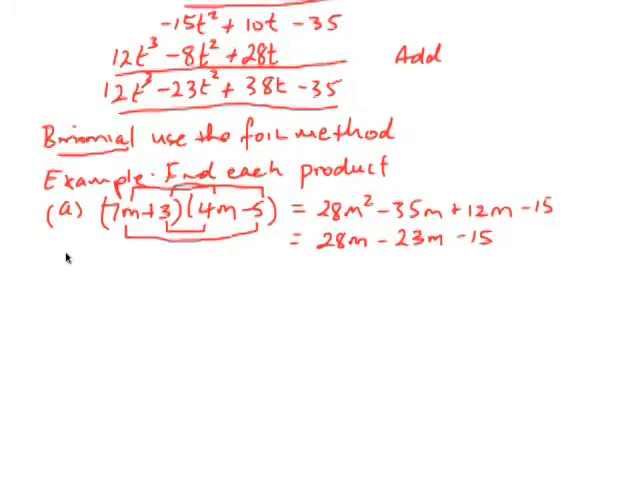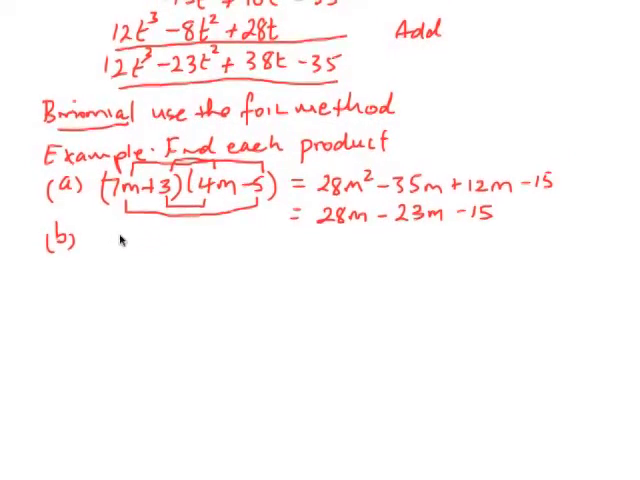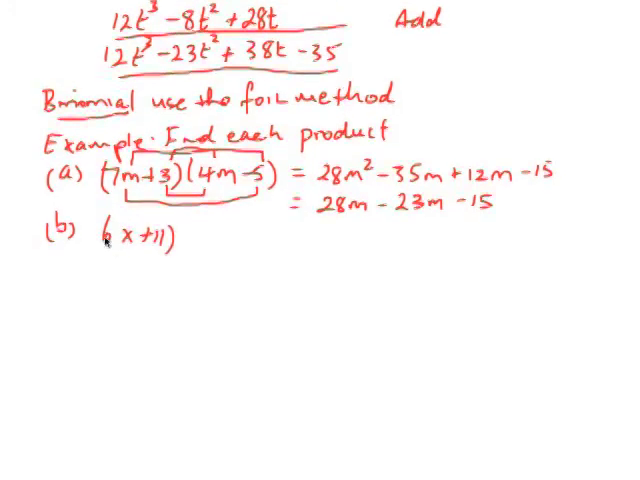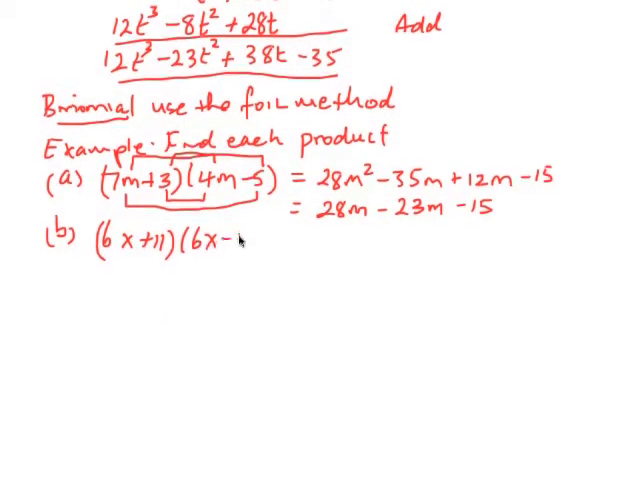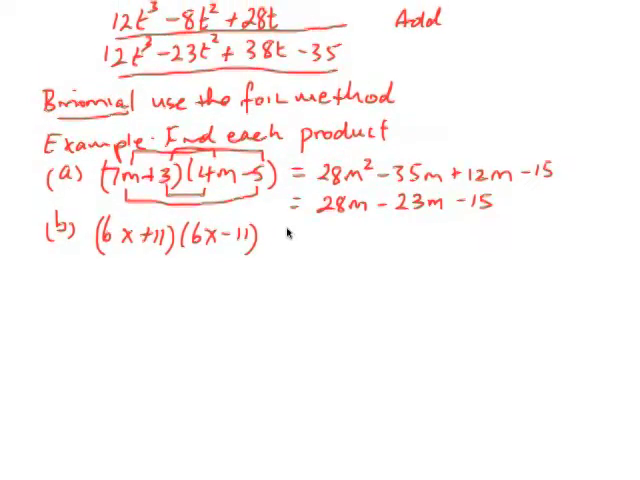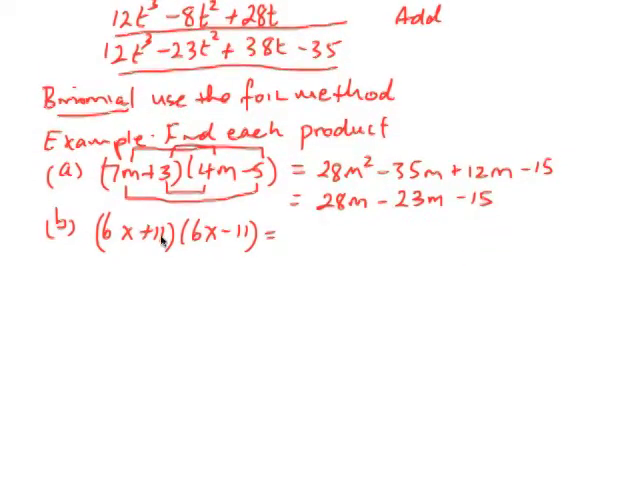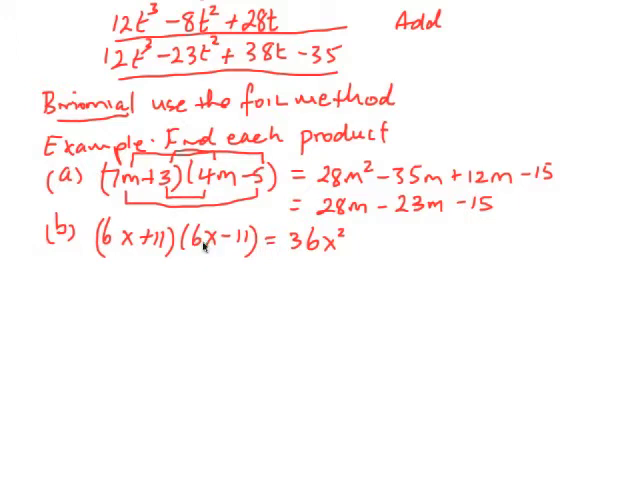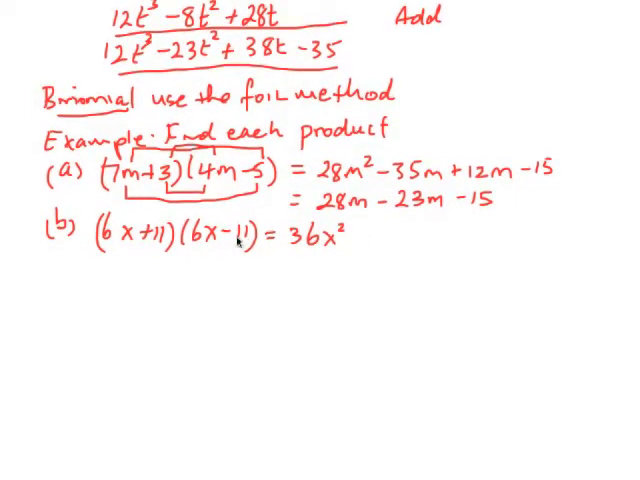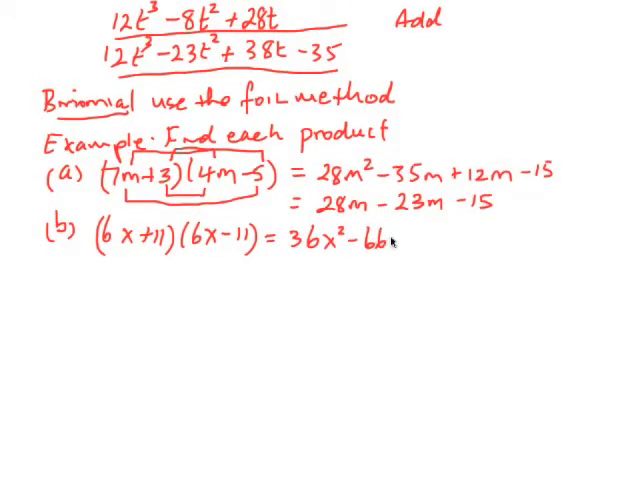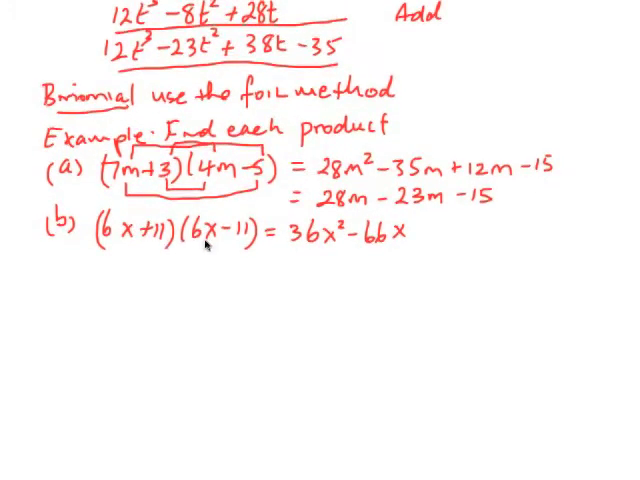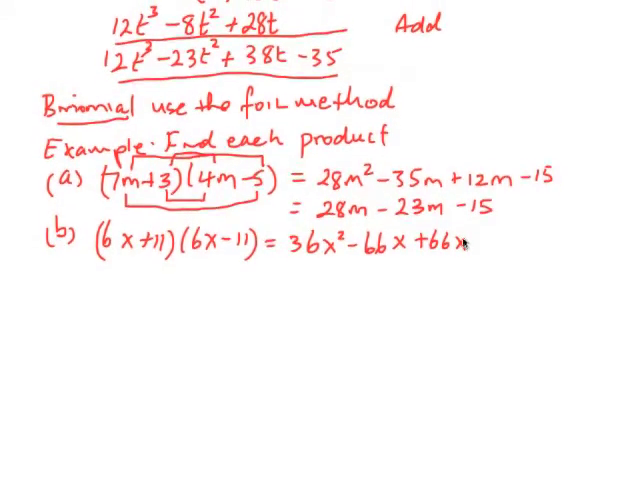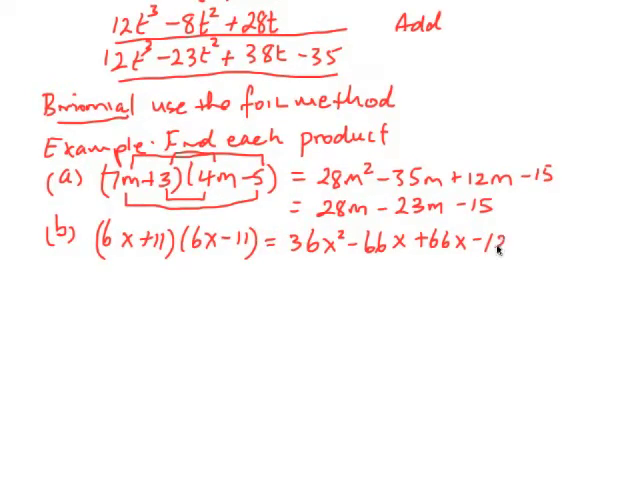Also we have a special case here. Notice what happens if we do 6x plus 11 by 6x minus 11. Now these are the same numbers, but a different sign in between. So when we do the FOIL, we'll end up with 36x squared, that's the first one, 6x by 6x. Then we have 6x by negative 11 is a negative 66x. Then we have 11 by 6x, but it's plus, so plus 66x. And finally 11 times negative 11 is negative 121.